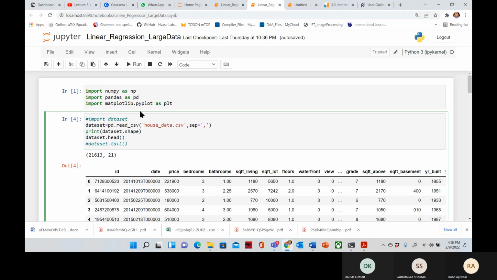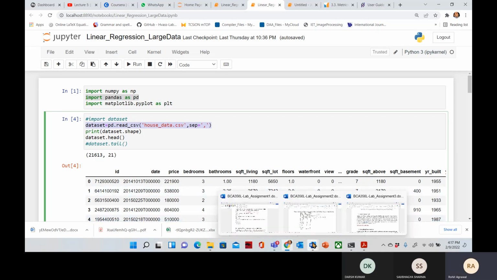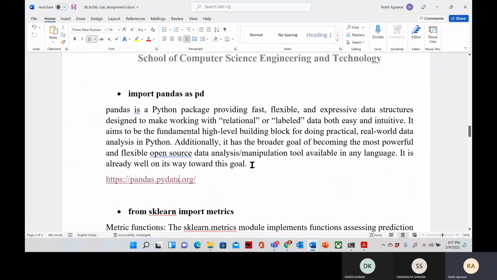See, we are using Pandas here. Import pandas as pd, and we are using it to read our dataset, the housing price data. This house price data. So got it? Why is Pandas used? Yes. Okay, so we will see Pandas here. These will be used in all the labs.